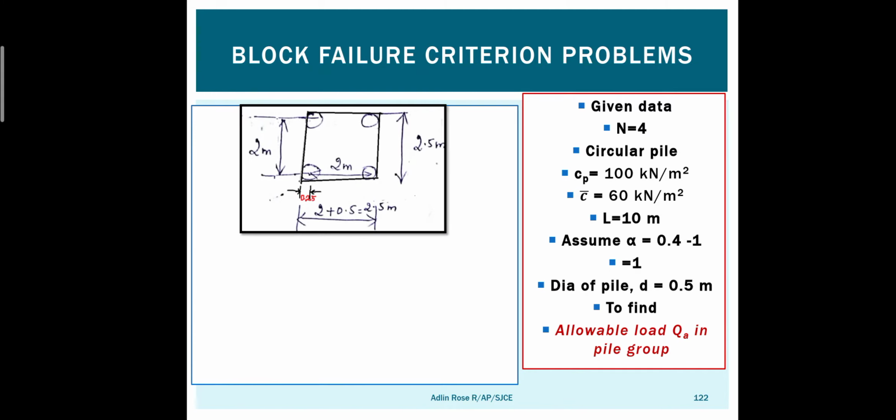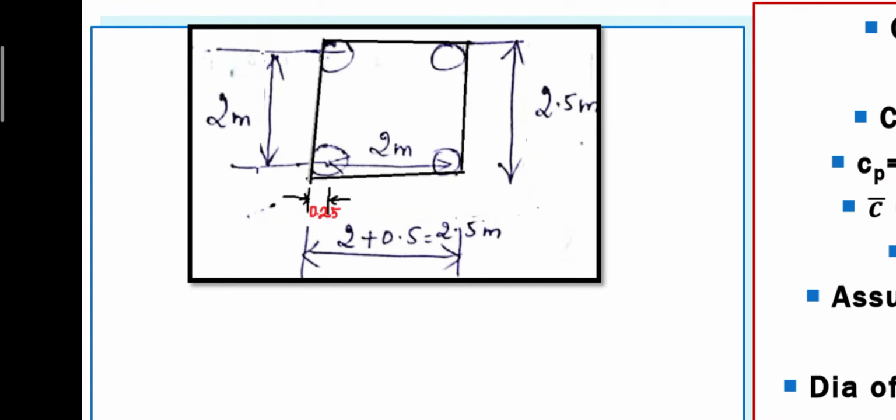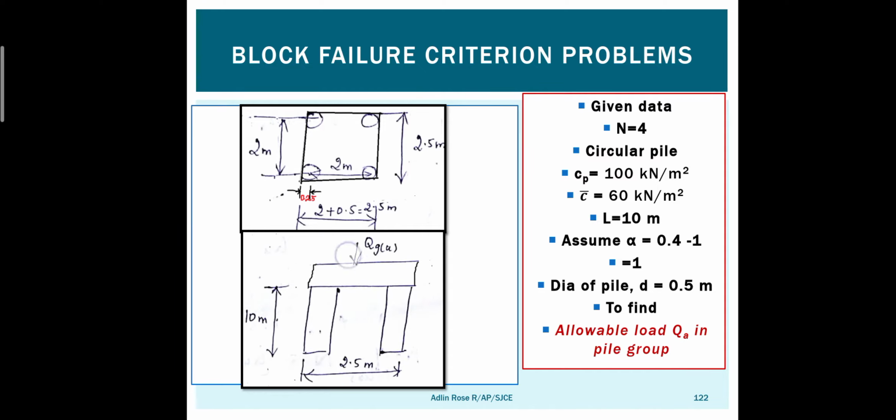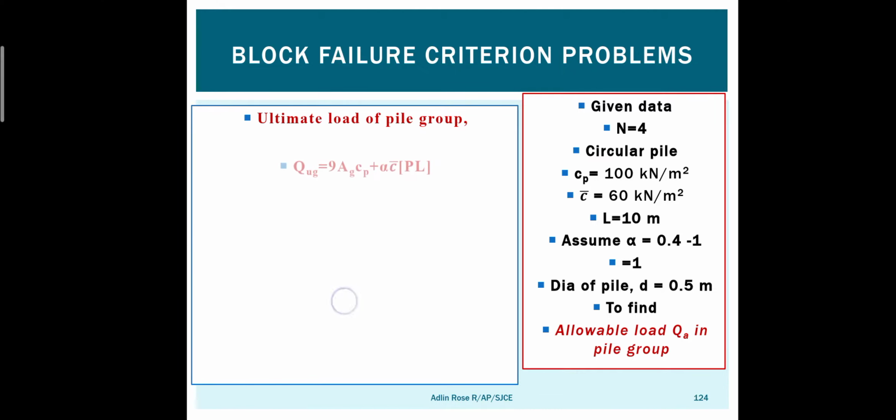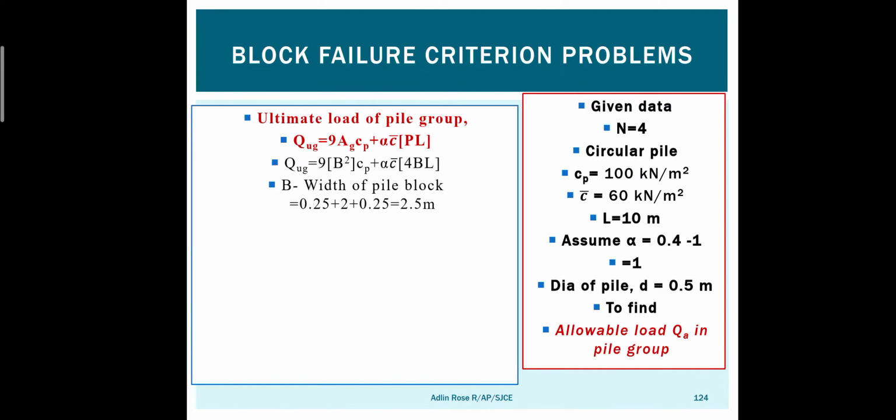See this picture, 4 piles connected to a single block. And what is the width of the block? Center to center spacing is 2 meters, and the diameter of the pile is 0.5. The half of the diameter is 0.25, so 0.25 on both sides. 2 plus 0.25 plus 0.25 is 2 plus 0.5, which is equal to 2.5 meters. So that is the entire block. So the block width is 2.5. So substitute B as 2.5 meters.